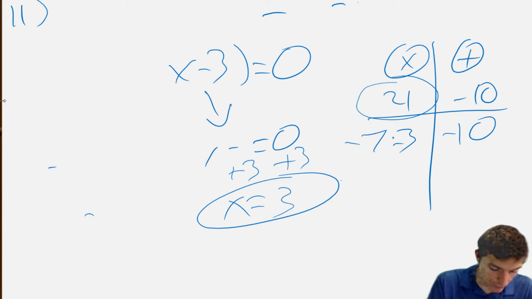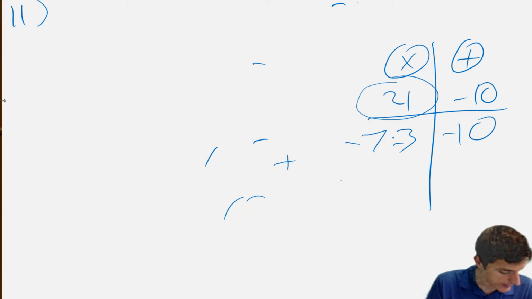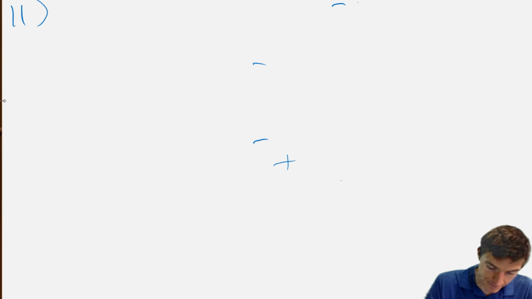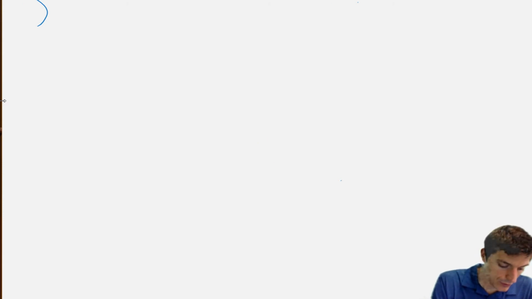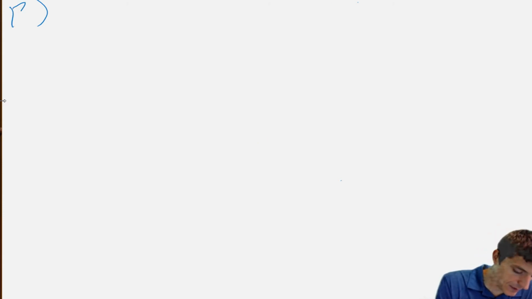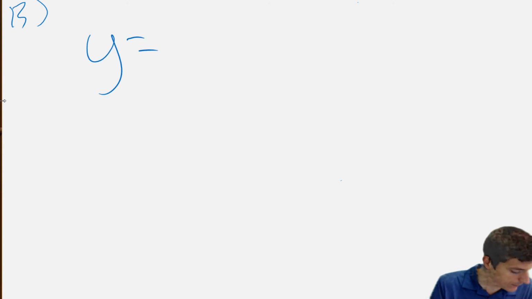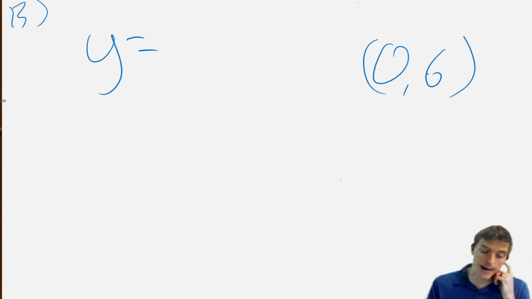So I'll leave 12 for you to solve, and I'm going to do 13 for you. So 13, they ask me to come up with an equation that has a y-intercept at (0, 6), and I want it to open down.